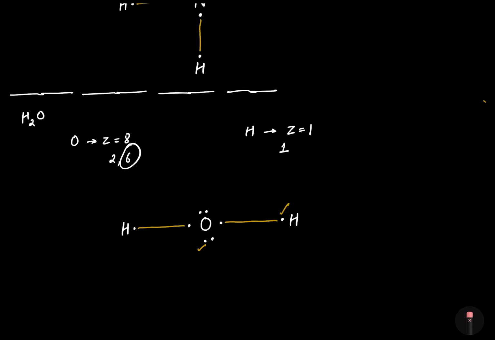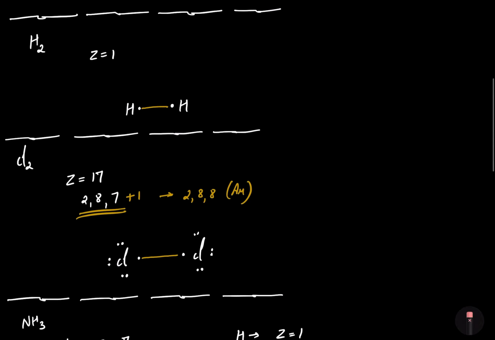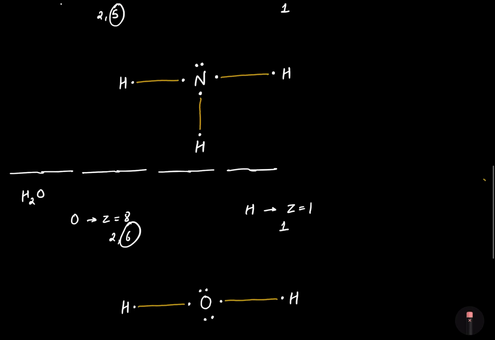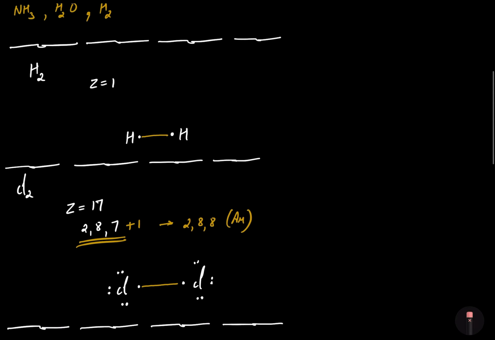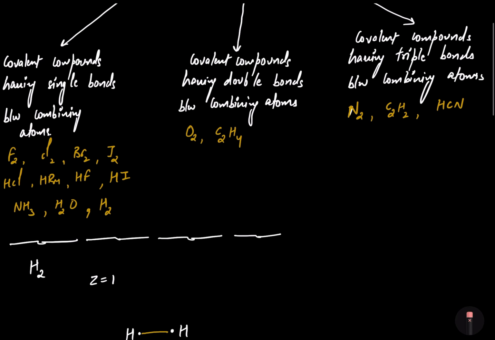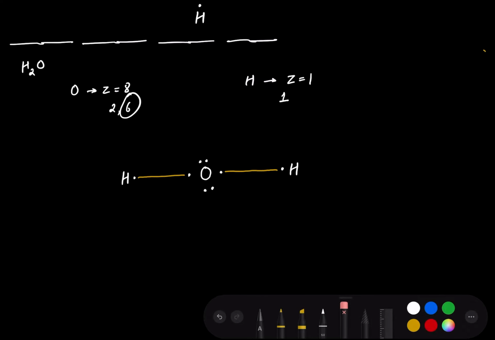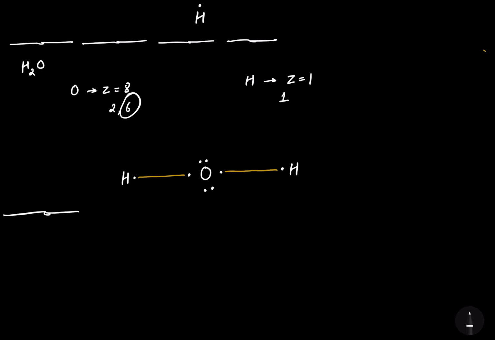Now that's the Lewis structure of H2O. Now let's make the Lewis structure of a covalent compound containing double bonds. Let me take an example of oxygen, the oxygen molecule. Now I'm drawing the Lewis structure of compounds which will have double bonds between them.